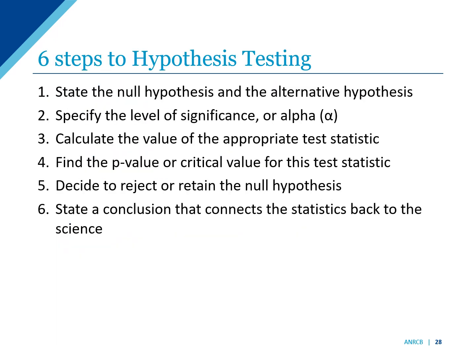There are 6 steps to hypothesis testing. State the null hypothesis and the alternative hypothesis, specify the level of significance, or alpha, calculate the value of the appropriate test statistic, find the p-value or critical value for this test statistic, and then decide to reject or retain the null hypothesis and state a conclusion that connects the statistics back to the science.